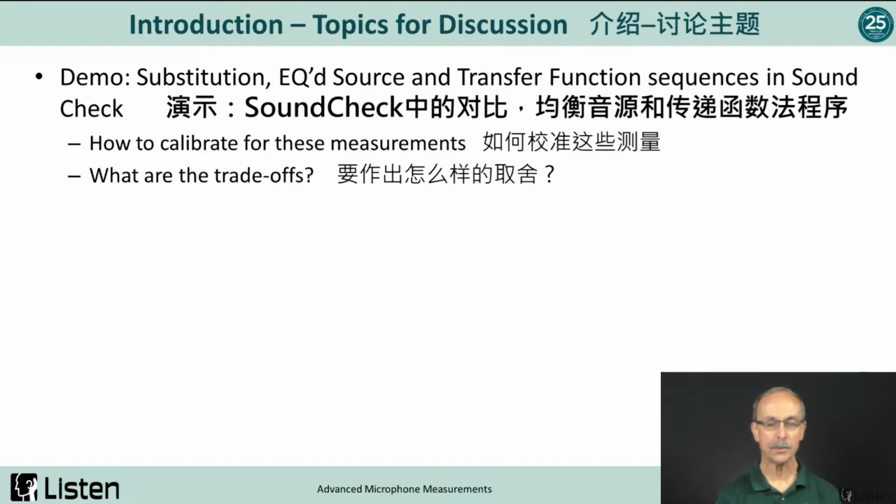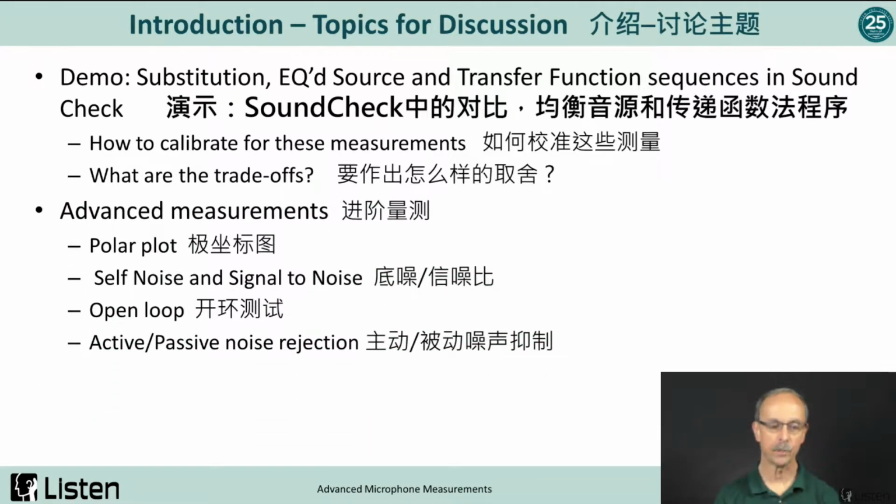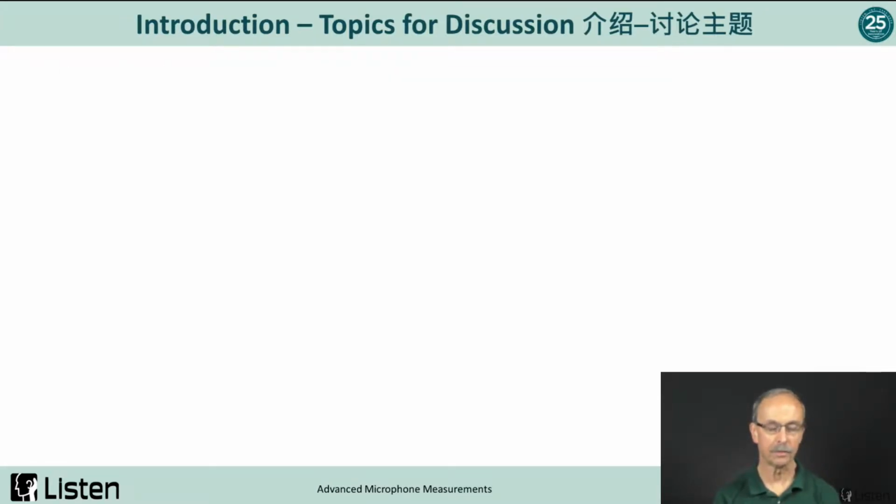And while we're doing this, we're also going to talk about how to calibrate for these measurements, and we're also going to discuss what the trade-offs are between the 3 different measurement types. Next, we're going to move into some advanced measurements, and we're going to talk about polar plotting, self-noise and signal-to-noise measurements. We're going to do a demonstrative open-loop microphone measurement, and also active and passive noise rejection for microphones.